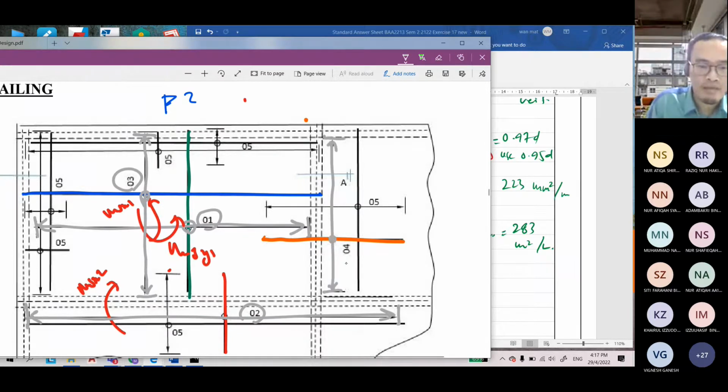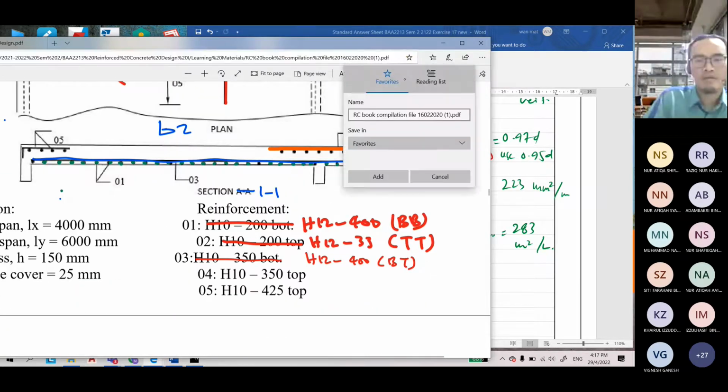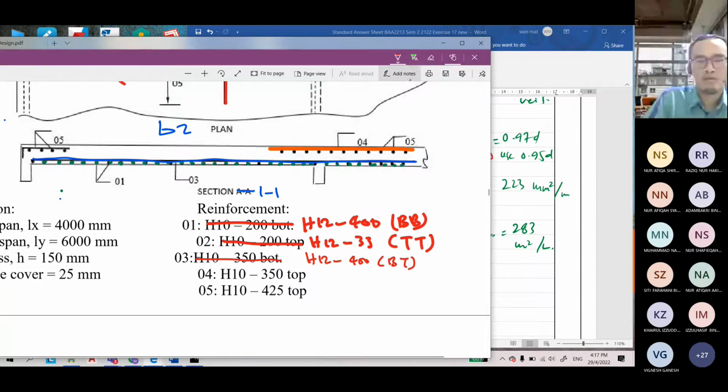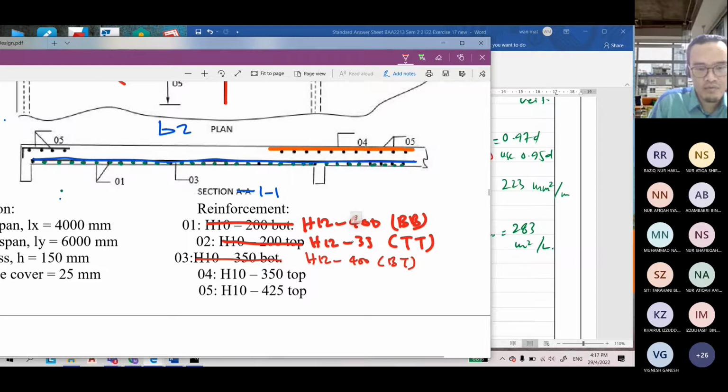Okay, make it here. Make a dot. Just make a simple dot and then label by number 4. Okay, and then you can have the notes. This one, number 4, is H10, H12, 400. Okay, TT also.